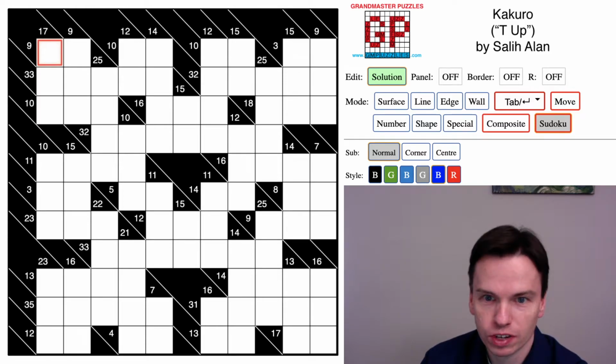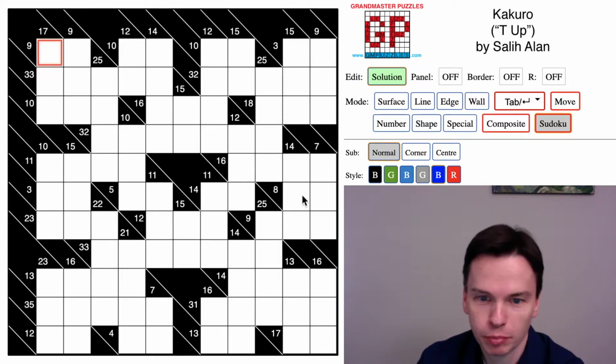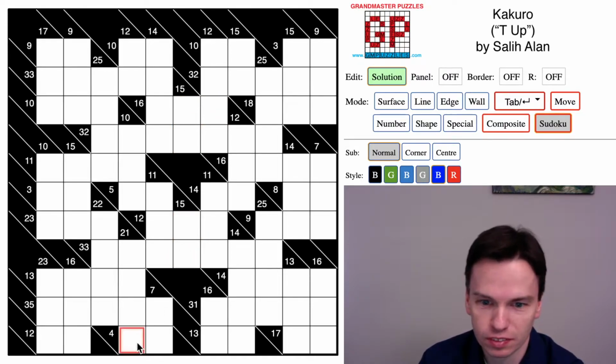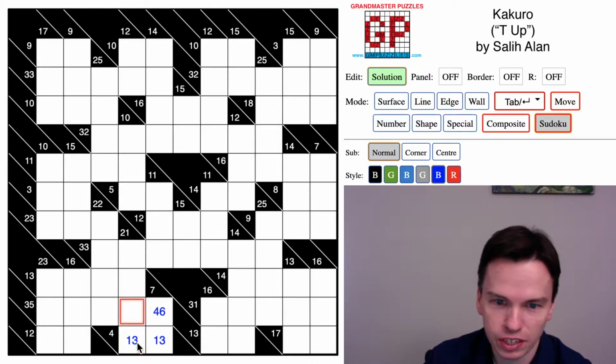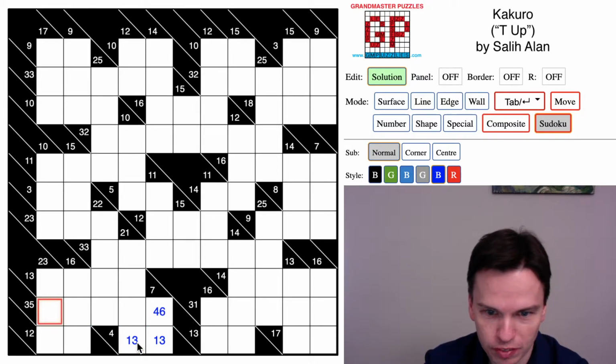So we're here to solve this Kakuro by Salih Alan called T-up. You'll see it's got vertical symmetry and these T-shapes in the center. I think that's a part of the intended logical theme, and we'll see how the solve actually flows. That may also be part of it.